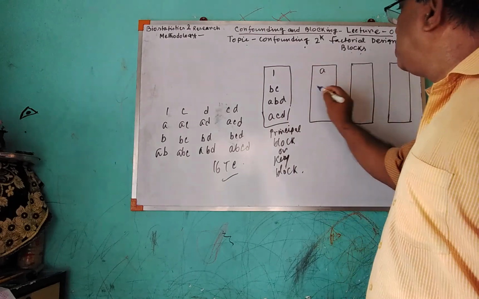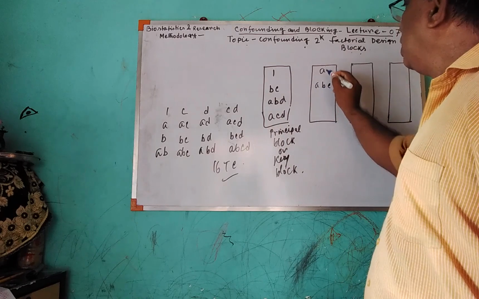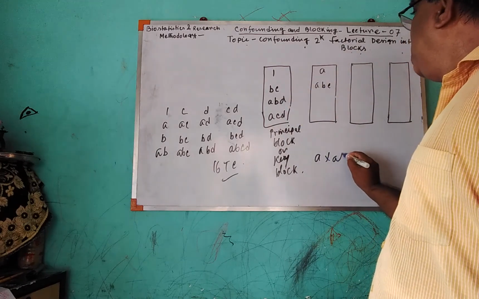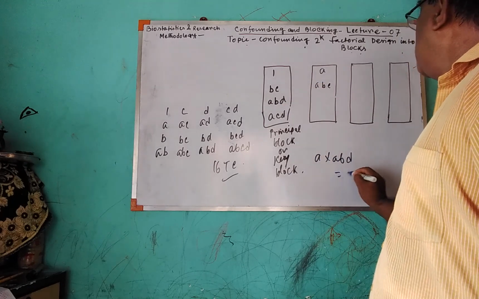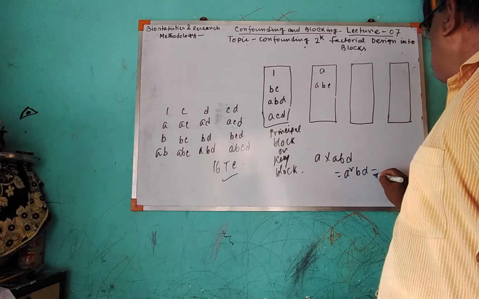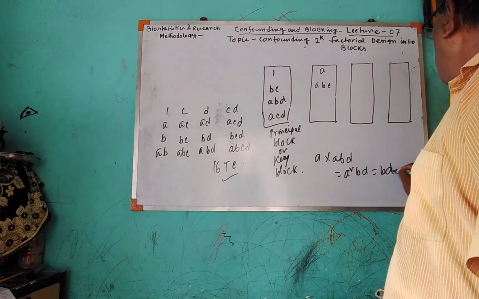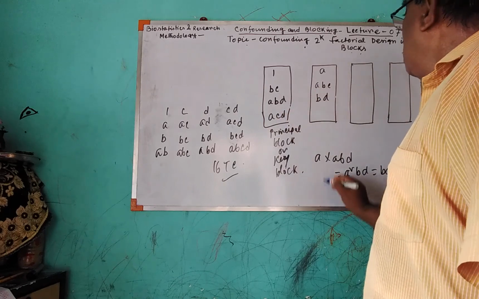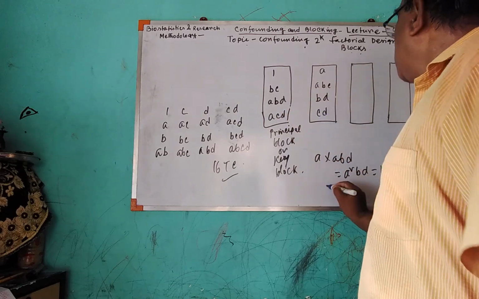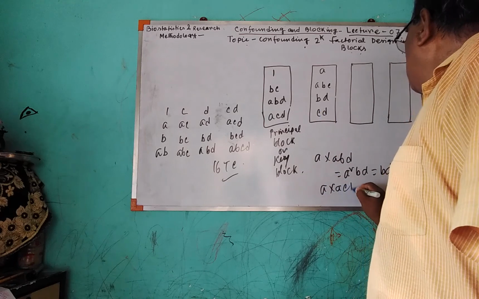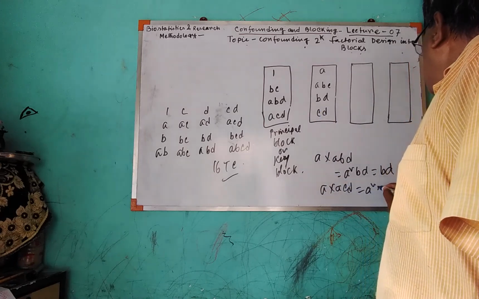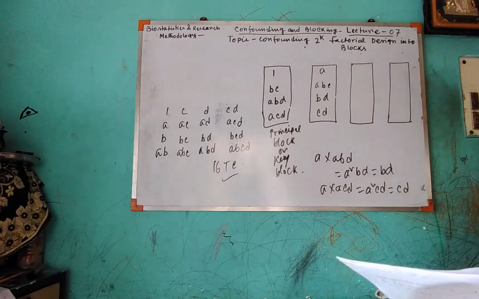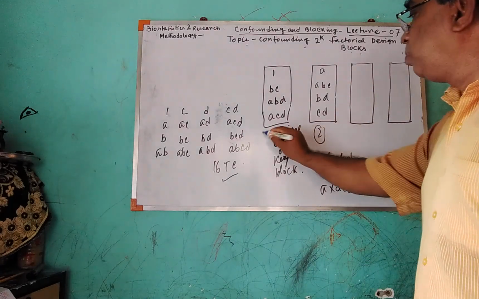That is A into BC, that is ABC. Now A into ABD, that is A square BD. A square BD is equal to BD because A square is equal to 1. So that is BD. Now A into ACD is A square CD, and A square CD can be written as CD. So this is the second block, block 2. This is block 1.